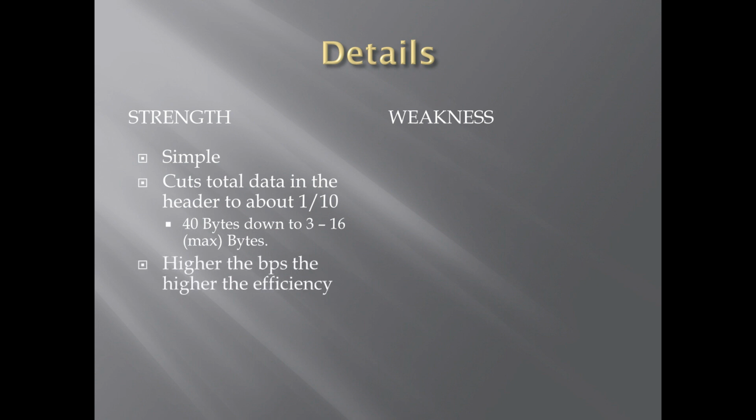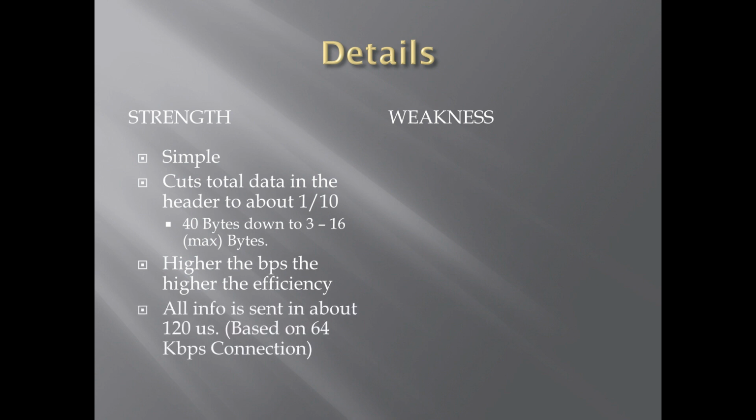Also, the higher the bits per second, the higher the efficiency. This protocol gets more efficient the faster your bandwidth is. Also, all info is sent in about 120 microseconds. This is just an arbitrary number picked when the protocol was created. It's based off the fact that most devices at the time were running 64 kilobit per second connections.